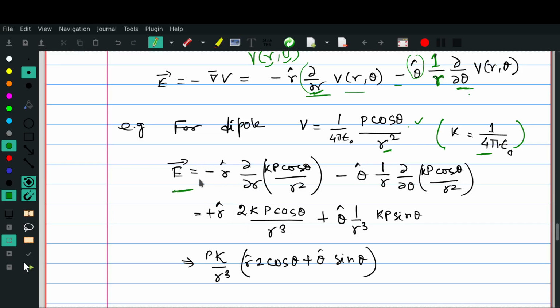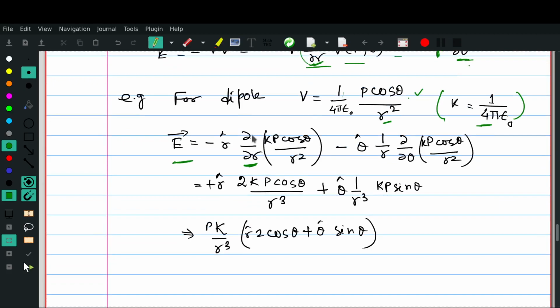So let's calculate the electric field for this potential. First of all, we take a derivative with respect to r. Here, del r means that you can consider cos theta a constant. Like when you do d/dx of c times x, if c is a constant, it comes out of the derivative, and you take the derivative of x.